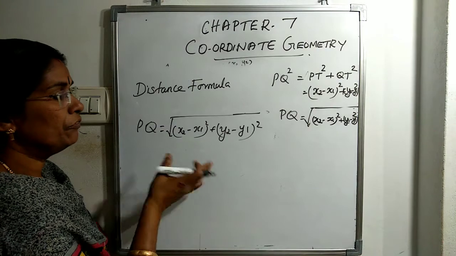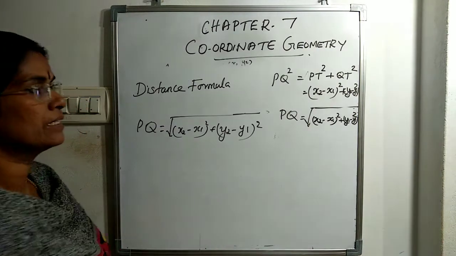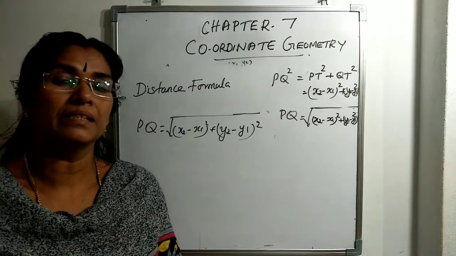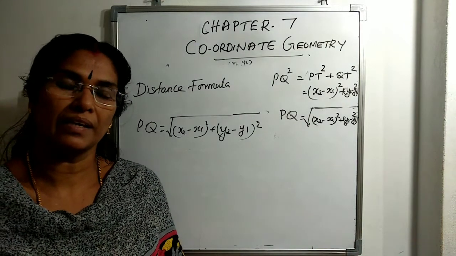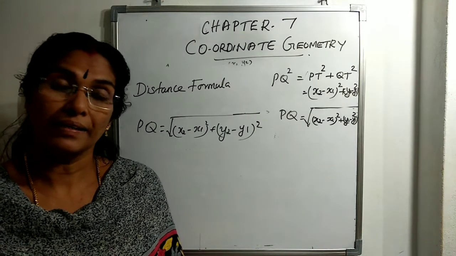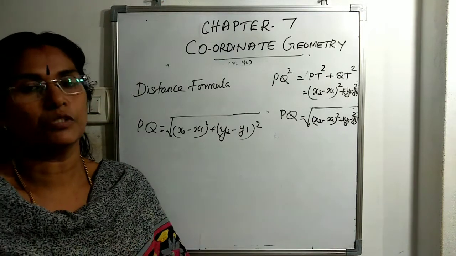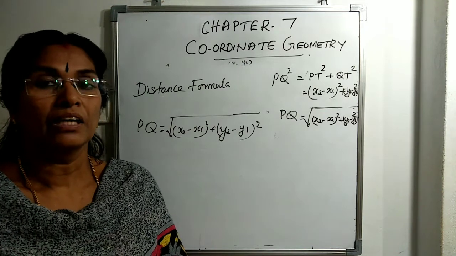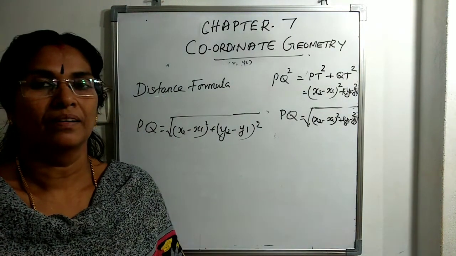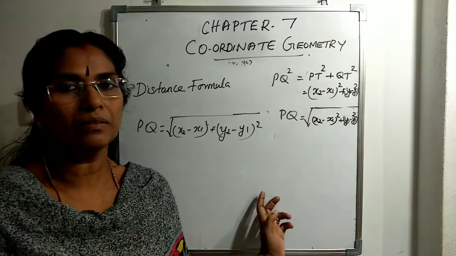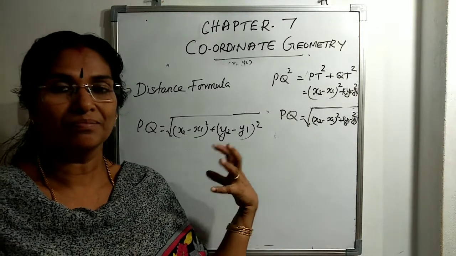Okay. So if you know the distance between two points, and if three points are given, it is a triangle. What type of triangle is it? Is it an equilateral triangle, isosceles triangle, scalene triangle, or right angle triangle? Everything we can find out by using this distance formula. Okay. If four points are given, then we can say that it is a quadrilateral. Four points joined together give us a quadrilateral.